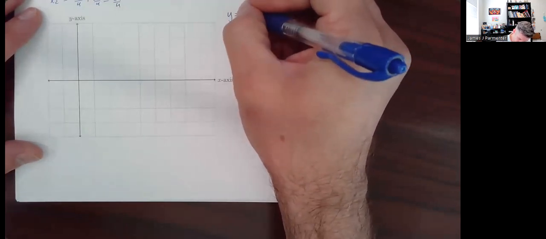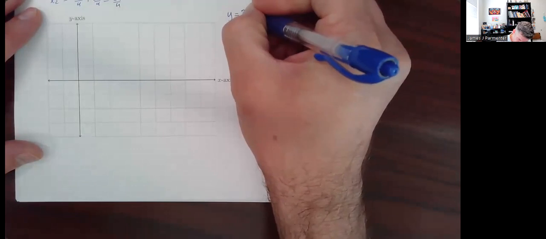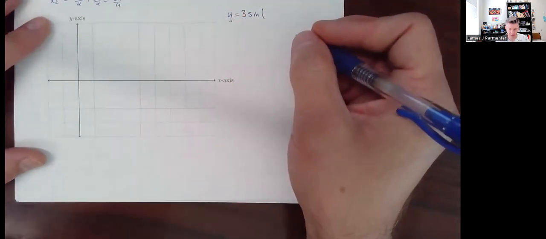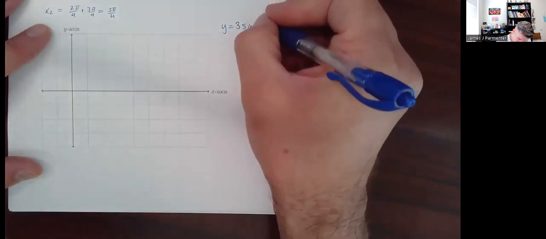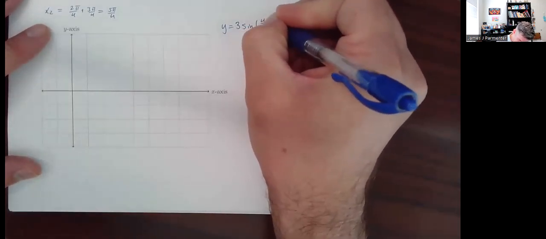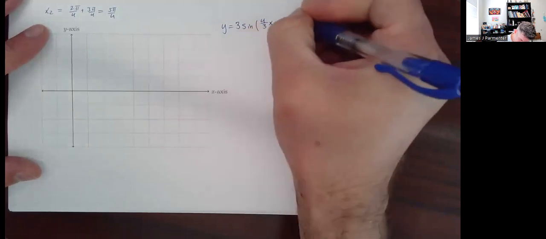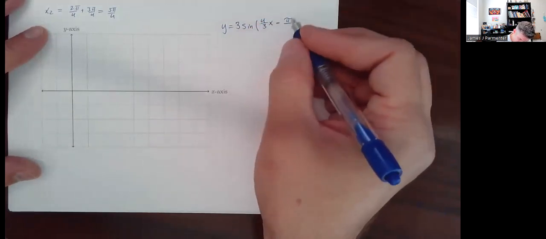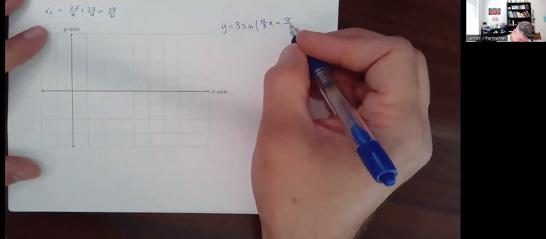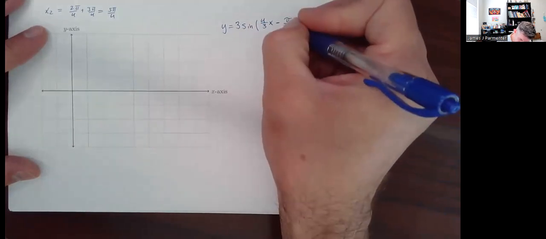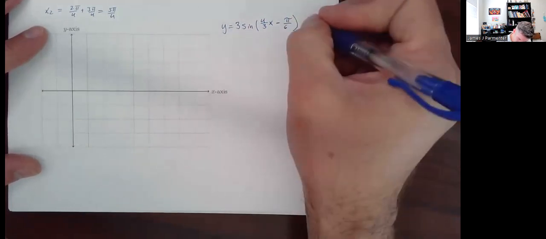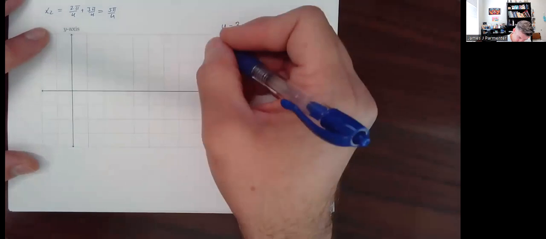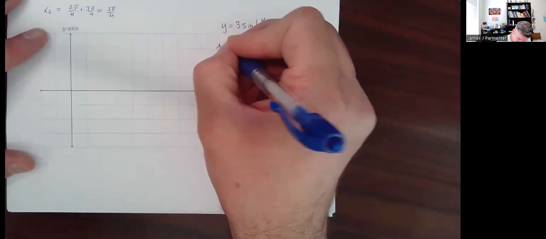I'll go off the charts here. 3 sine of, I want to make it a little bit different here. We'll go 4/3 x minus pi over, let me think for a second here. Yeah, that'll be fine. We'll do pi over 6 again. Plus 2. Okay, so amplitude's 3 again.